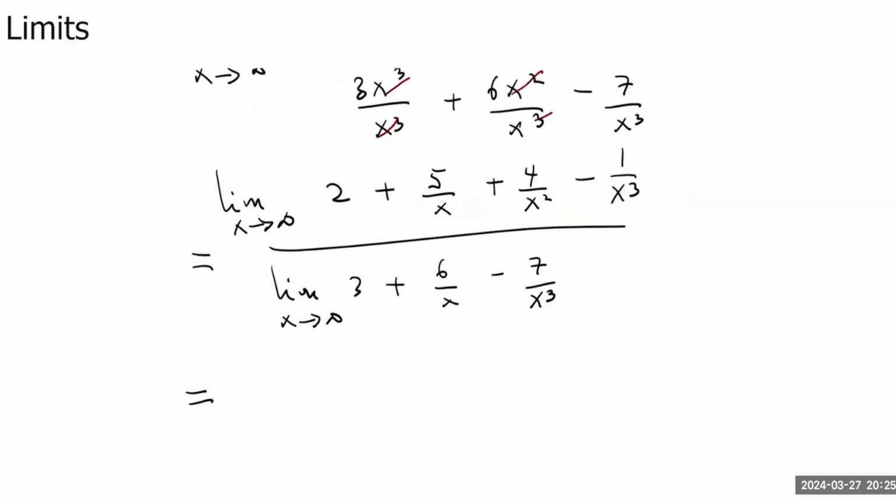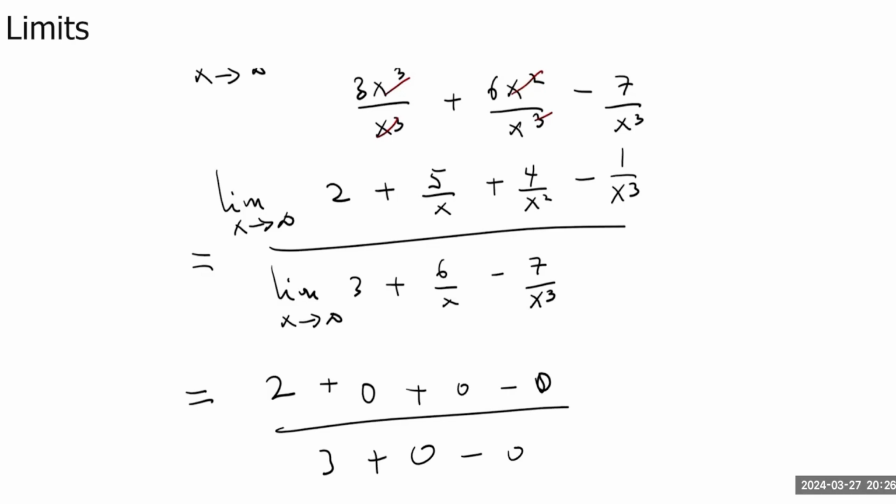Now, what's the limit of a constant? We claim that the limit of a constant is the constant, right? So the limit of 2 will be 2. And the limit of 5 over x, we said it will be what? 0. We said that 5 divided by infinity, remember, infinity is a very large number, so 5 divided by a very large number will eventually approach 0. So we have 0 plus 0 minus 0, all divided by 3 plus 0 minus 0, which will give us 2 over 3.